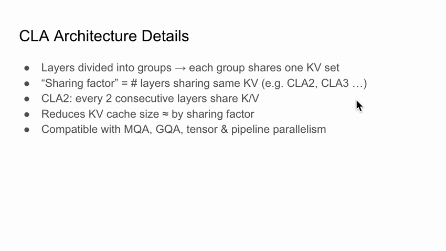In CLA2, each pair of layers uses one shared KV. If you visualize the transformer stack, instead of 10 layers each storing their own cache, only 5 need unique KV caches. This reduces memory use by about half. It's a plug and play design. Works with MQA, GQA, they're orthogonal, and standard distributed setups.